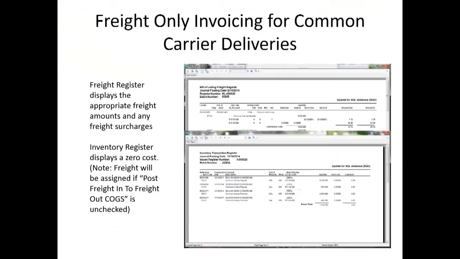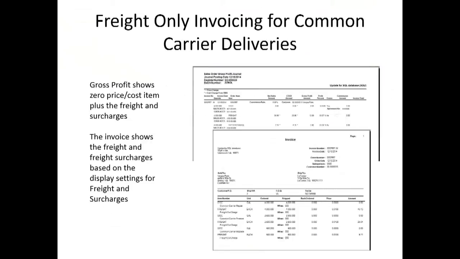You're creating an invoice or bill of lading process that has no cost associated with it, and that flows through the entire system properly. Then on the gross profit report, you get a zero price cost item plus the freight and surcharges, and the invoice shows the freight and freight surcharges based on the settings that you configure for freight and surcharges, and we'll actually be showing that a little bit later. But so you still get the breakouts, you still get the freight detail on the invoice and in the gross profit, but you just don't get those costs and pricing, and all that flows through the system as you'd expect.